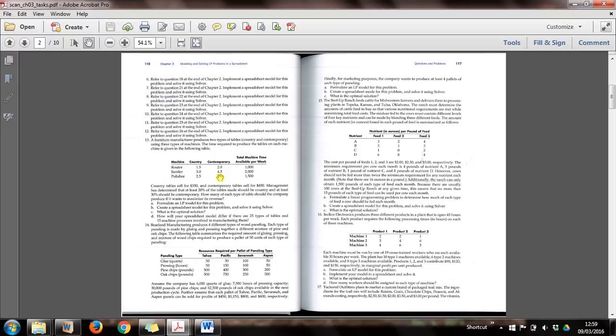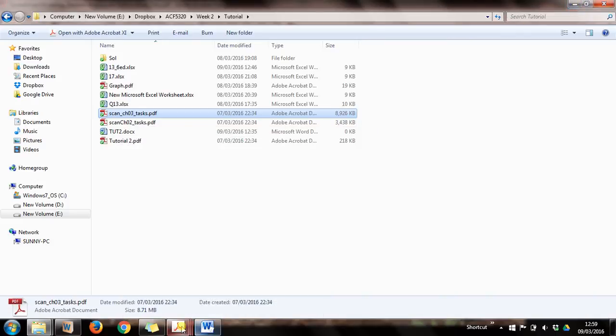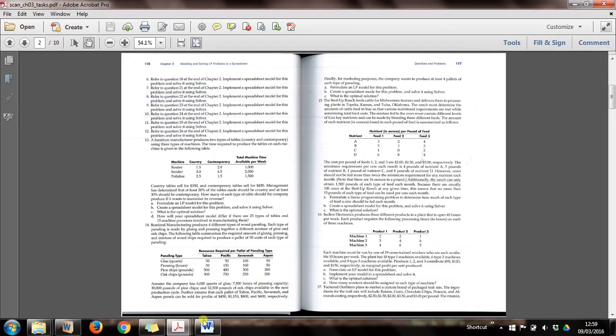So 13 and 15 are very similar and can be done in a similar way. 17 is a bit trickier. We will try to solve the 17th one. The 17th one is the same as in the 6th edition.